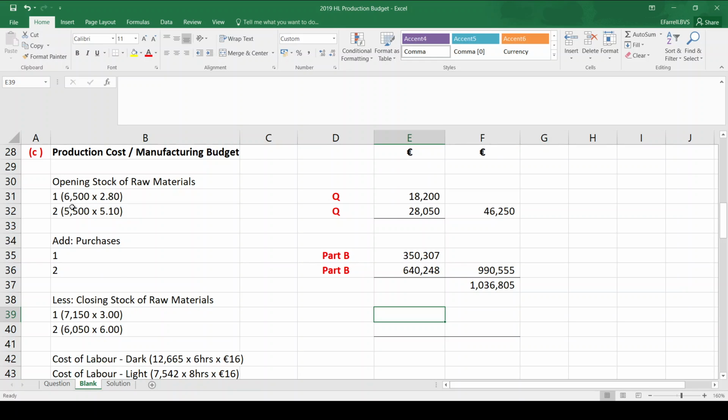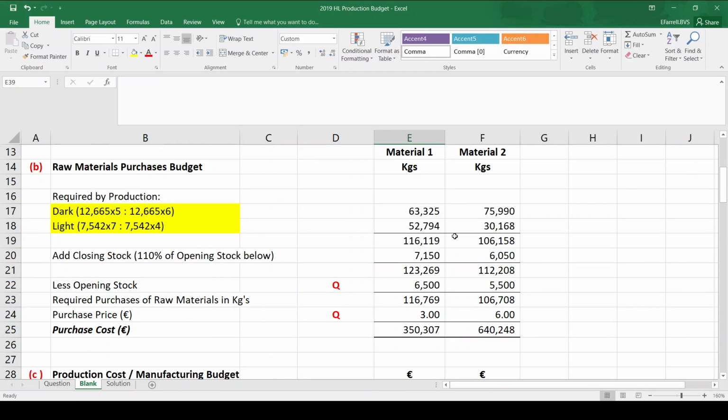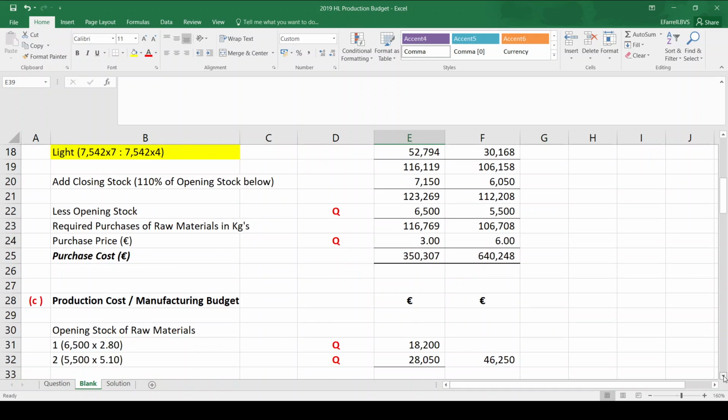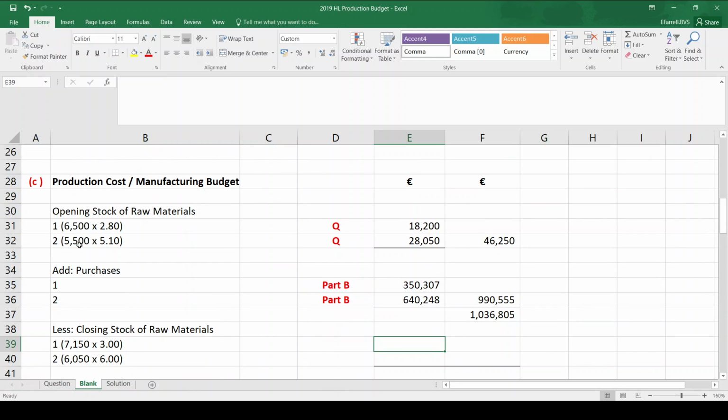So again, the opening stock was the kgs of material by the cost per kg. So the closing stock is going to be similar. Now we're given the opening stock in the question, but from the previous part, we've actually already worked out these closing stocks, the 7150 and the 6050. They're just coming from here, 7150 and 6050. So we have those worked out already. They were just 110% of the opening stocks. And this was the cost of the materials at the start of the year.